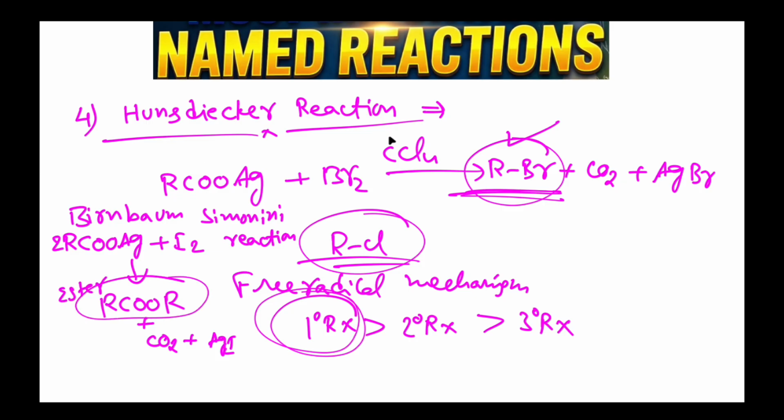So the Hunsdiecker reaction is mainly used for the preparation of alkyl bromides. And this reaction follows a free radical mechanism. And in the Hunsdiecker reaction mainly we can get primary alkyl halides in good yield compared to secondary and tertiary alkyl halides. And alkyl iodide also we cannot get through the Hunsdiecker reaction, because when silver salts of carboxylic acids react with iodine, we get esters as the products. This reaction is known as the Birnbaum-Simonini reaction.